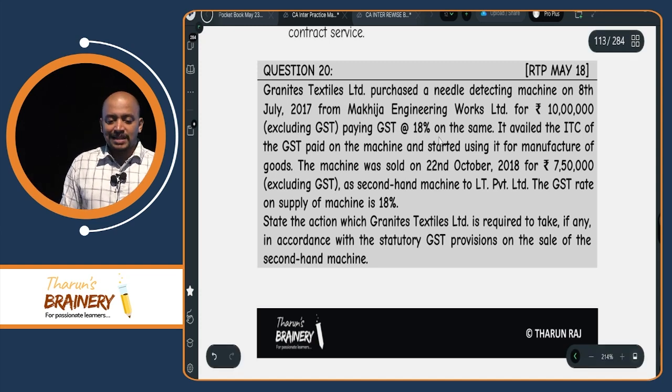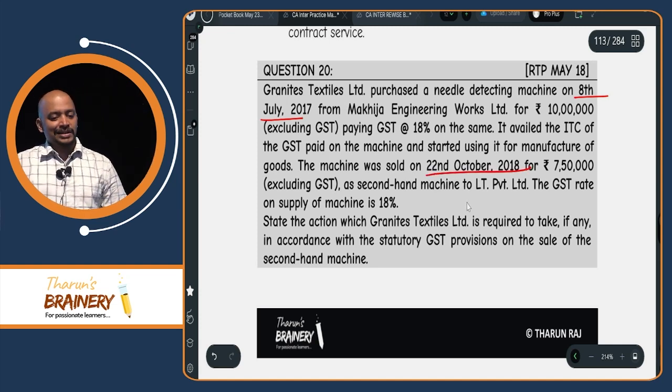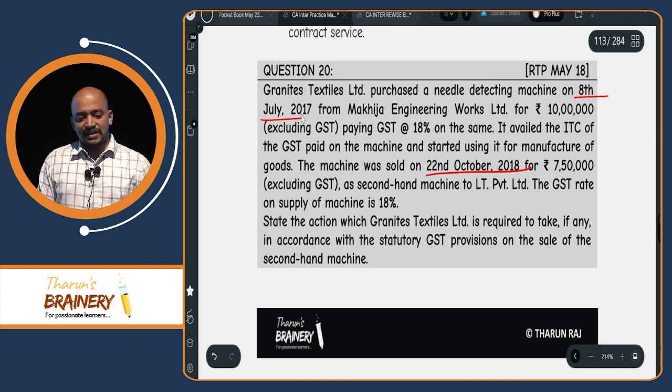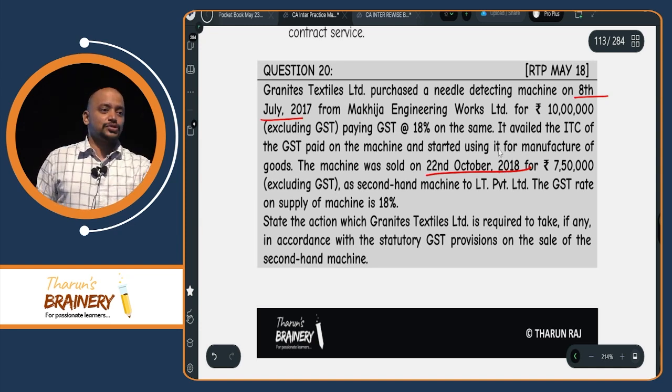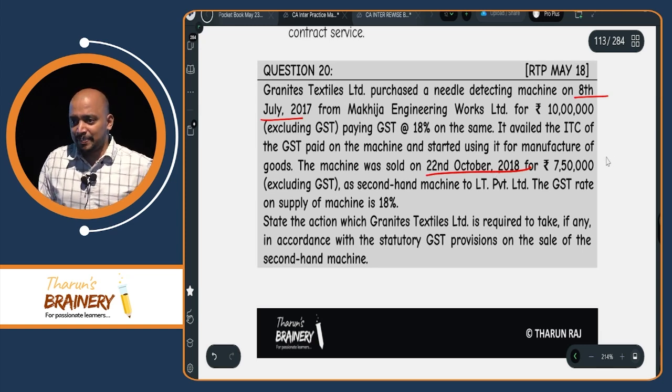What is the date of purchase? 8th July 2017. When is it sold? 22nd October 2018. How many quarters? So July 2017 means July, August, September, then October, November, December. So in 2017, 2 quarters. Again in 2018, Jan, Feb, March, April, May, June, July, August, September, October. So 6 quarters. So 6 quarters means 6 into 5, 30%.